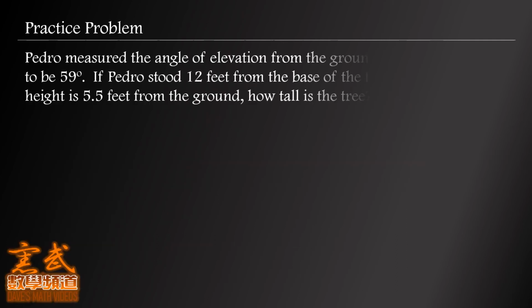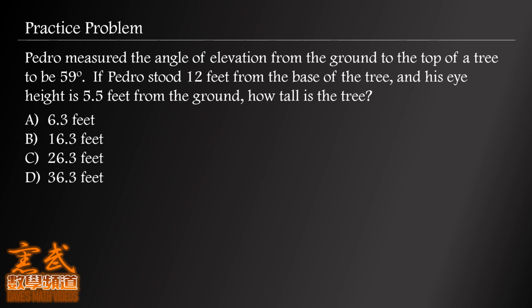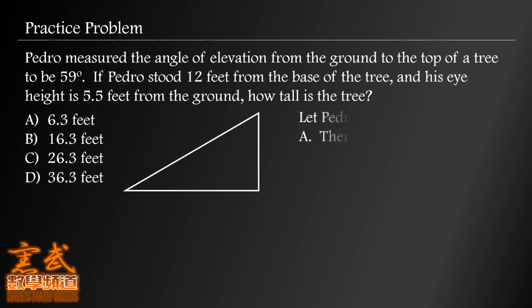For our last practice question, we have a word problem. Pedro measured the angle of elevation from the ground to the top of a tree to be 59 degrees. If Pedro stood 12 feet from the base of the tree, and his eye height is 5.5 feet from the ground, how tall is the tree? Here are the answer choices. And once again, it's often helpful to draw some kind of diagram so we can mark it in later.